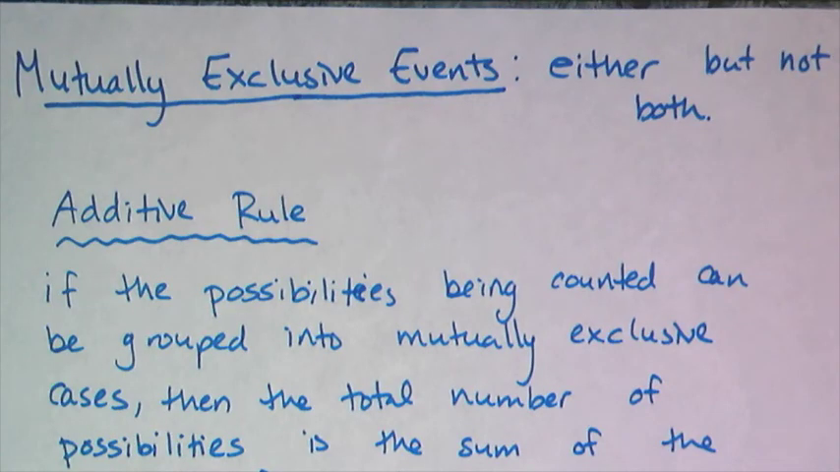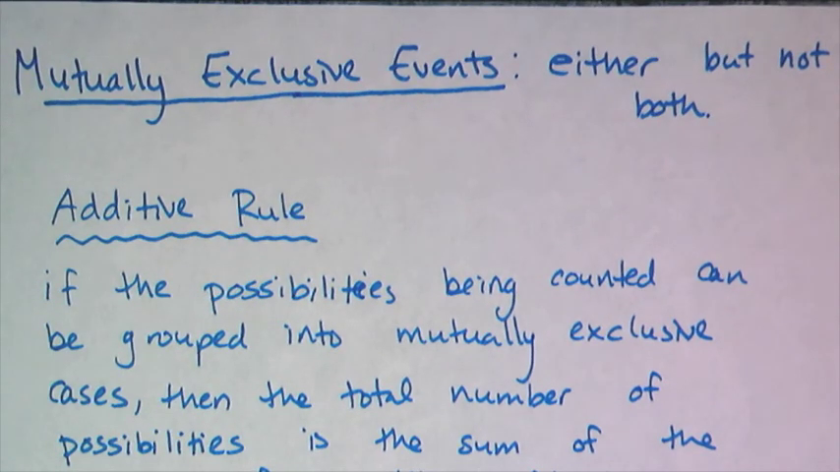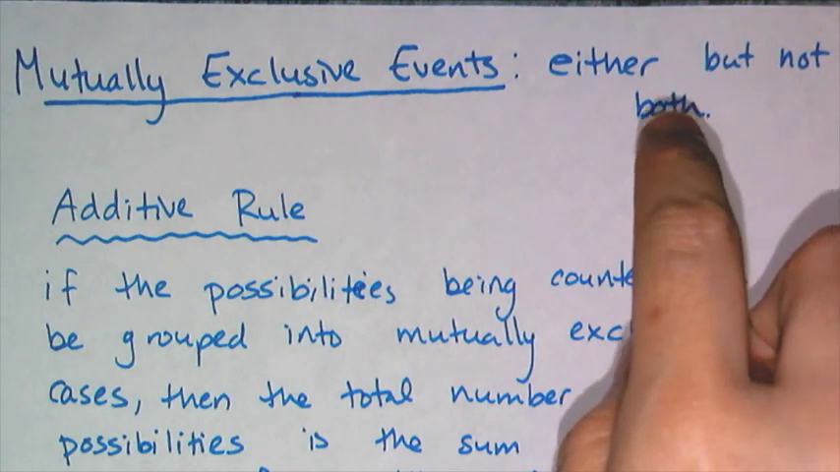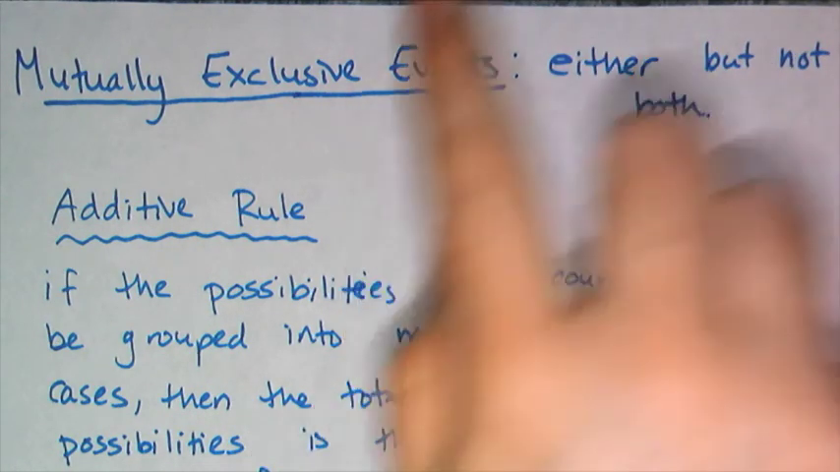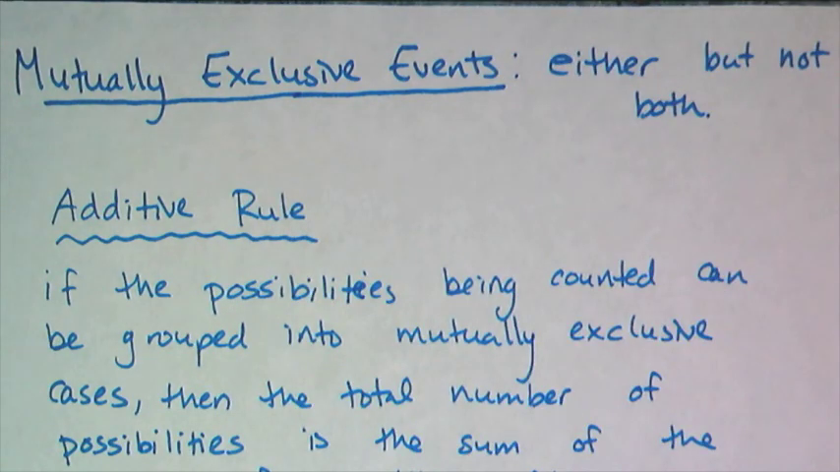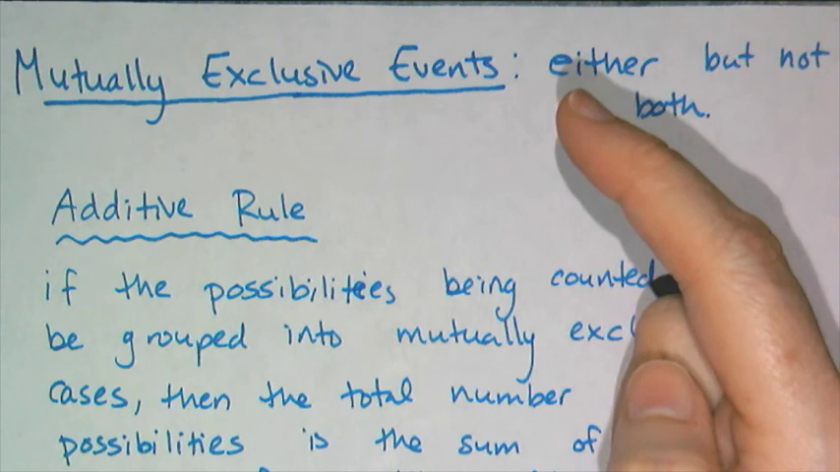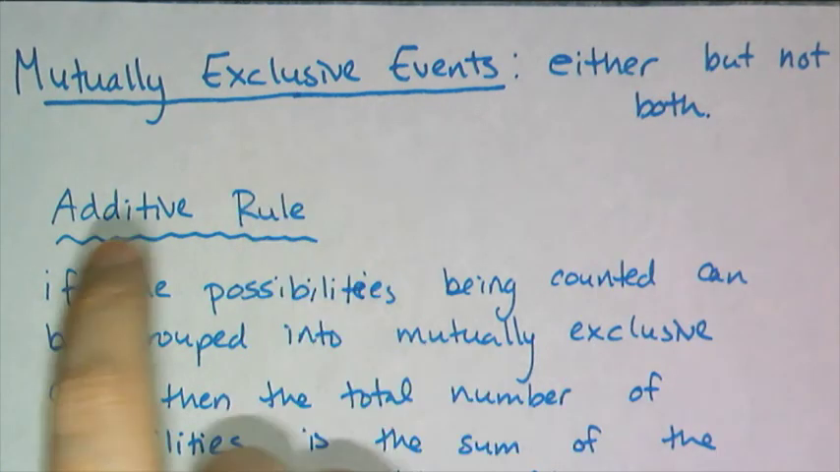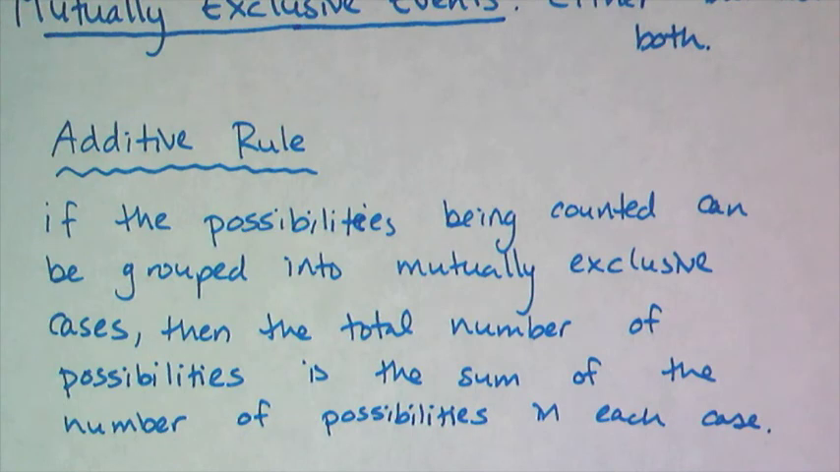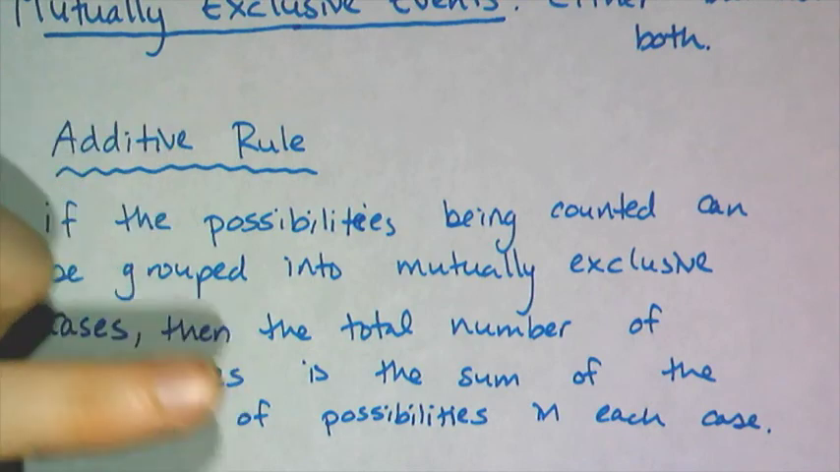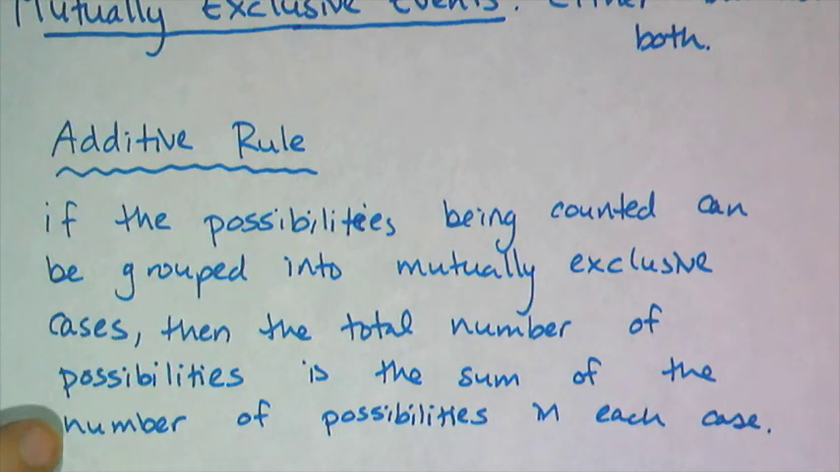Basic enough, yes? Now, of course, we have to complicate things, so let's talk about these things called mutually exclusive events. And mutually exclusive means either one is going to happen, but not both at the same time. And I'll show you an example to make that really clear in a second. But there is an additional rule that goes with the fundamental counting principle, and this is called the additive rule. It says if the possibilities being counted can be grouped into mutually exclusive cases, then the total number of possibilities is the sum of the number of possibilities in each case. So take a second, pause, write that down, and then we'll do the example.